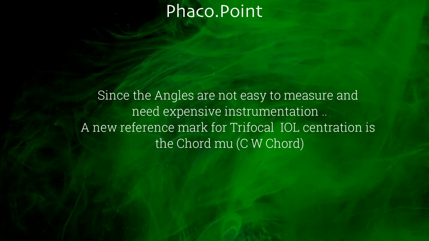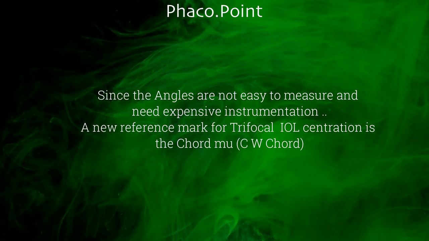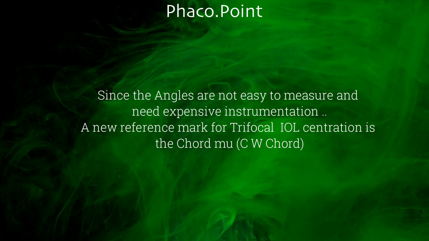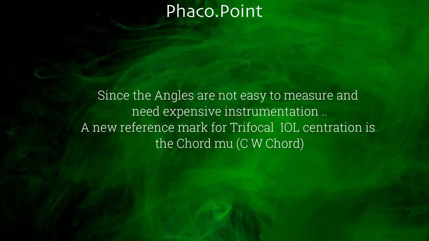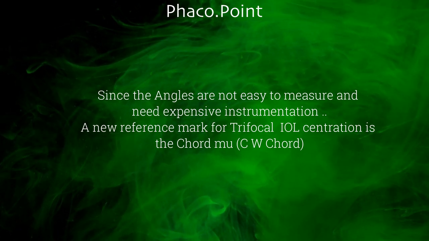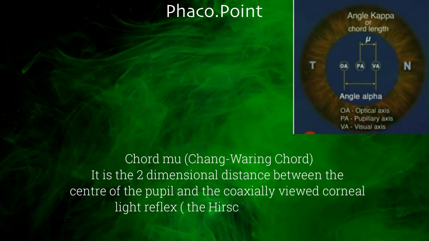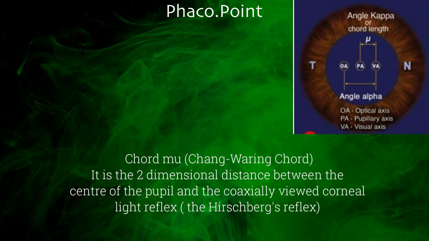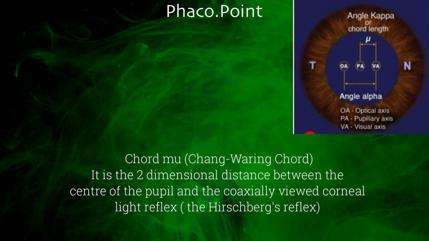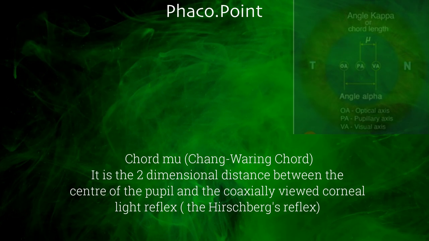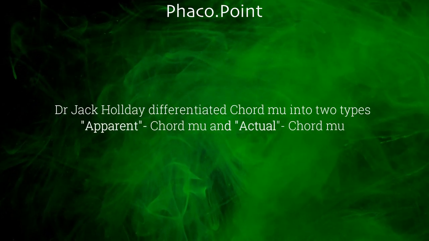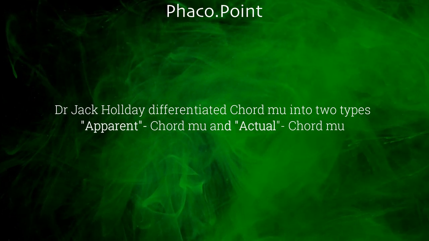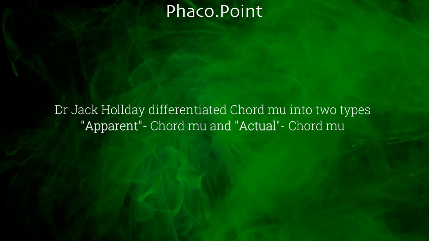Now, since these angles are not easy to measure and they need expensive instrumentation, a new reference mark for trifocal IOL centration is the chord mu that was first described by Dr. Chang and Dr. Waring. This is otherwise known as the chord mu or the Chang-Waring chord. This is the two-dimensional distance between the center of the pupil and the coaxially viewed corneal light reflex or the Hirschberg's reflex. Dr. Jack Holladay actually differentiated the chord mu into two types, which he called the apparent chord mu and the actual chord mu.